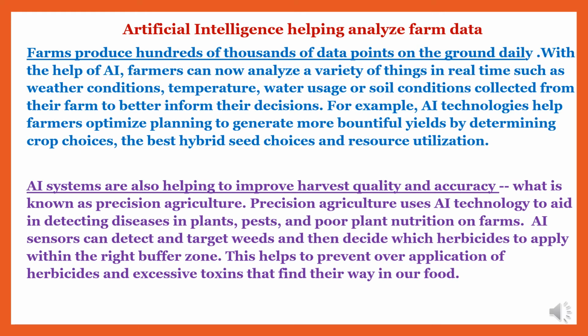Precision agriculture uses artificial intelligence technology to aid in detecting diseases in plants, pests, and poor plant nutrition on farms. Artificial intelligence sensors can detect and target weeds and then decide which herbicide to apply within the right buffer zone. This helps to prevent over-application of herbicides and excessive toxins that find their way into our food.